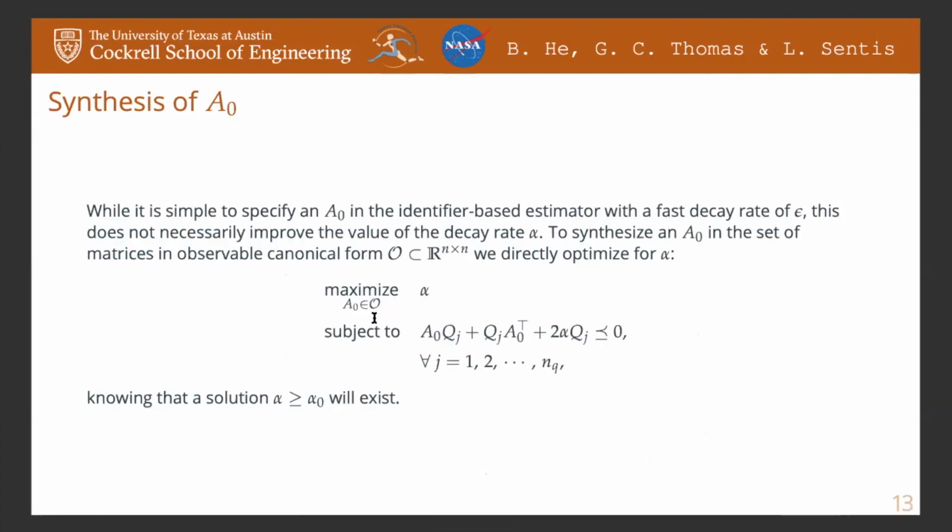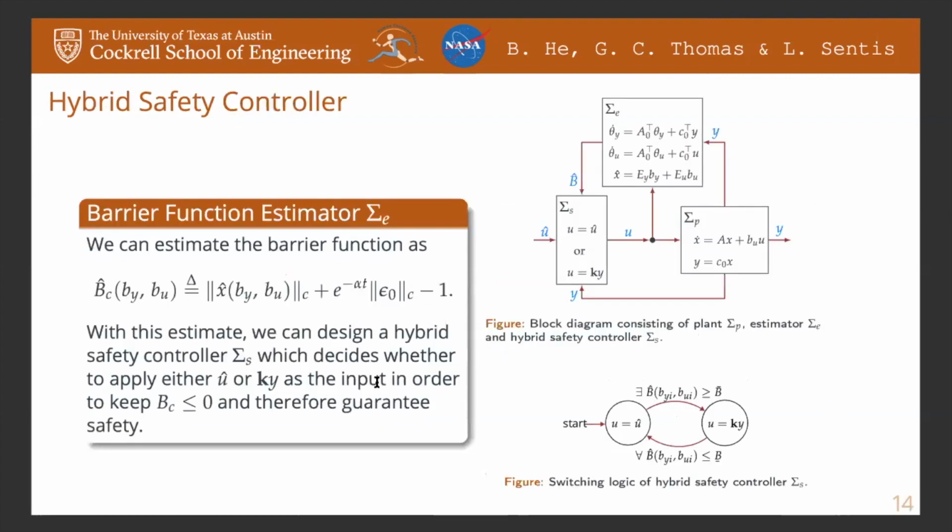It is easy to find an A0 matrix for the identifier-based estimator. But through an additional convex optimization, we may be able to find an A0 matrix with an even higher decay rate than the guaranteed decay rate alpha 0. After obtaining the barrier pair and the identifier-based estimator, we are able to calculate the upper bound of the barrier function.